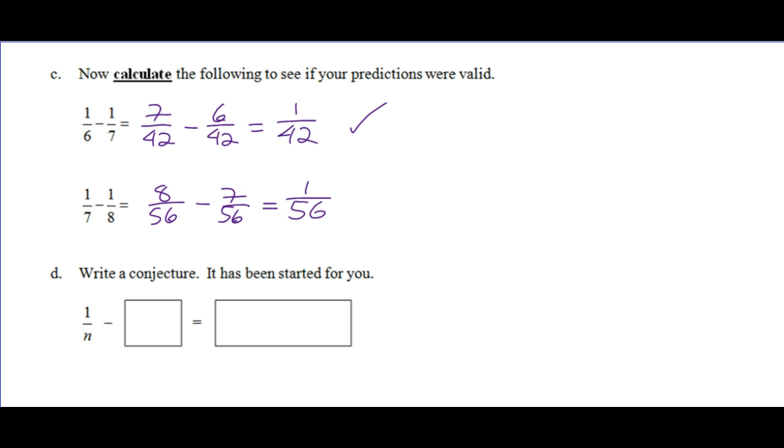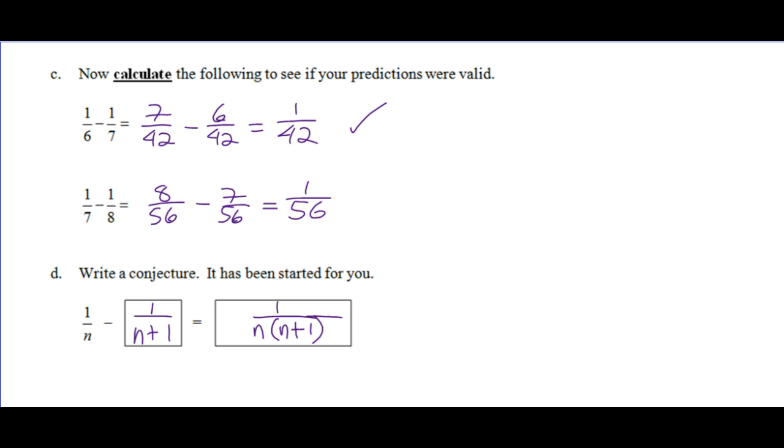Write a conjecture. 1 over n minus what? So if I'm looking at 1/7 minus, how is this number related to this number? Okay, so 1 over n plus 1, right? The next bigger number. So we've got 1 over n, and then 1 over the next bigger number, n plus 1. And what's that going to be equal to? You need an expression for it. n times n plus 1.